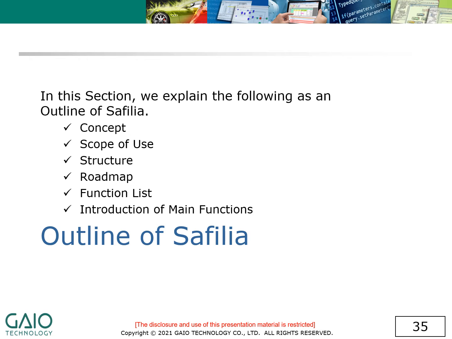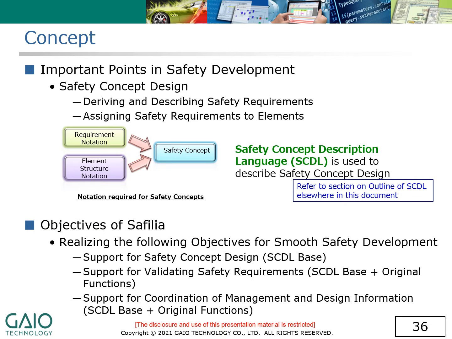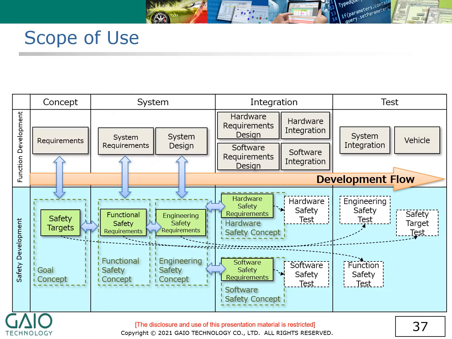We will begin with the concept of Safilia and how it is used, then move on to its structure and future expansion before taking a look at some of its main functions. Safilia is designed to help create safety concepts smoothly, from describing safety requirements and assigning them to elements which will implement them, to validating those requirements and coordinating the management of all the information generated about them. This diagram shows how the Safilia tool is used in the development process. Sections marked in green here are the parts of the development process that can benefit from the use of Safilia.